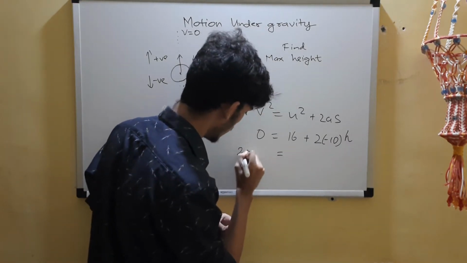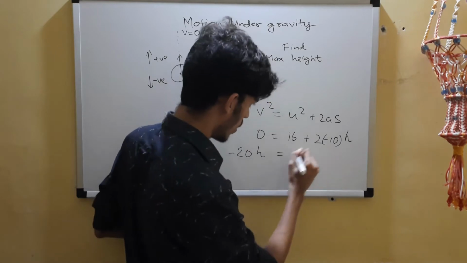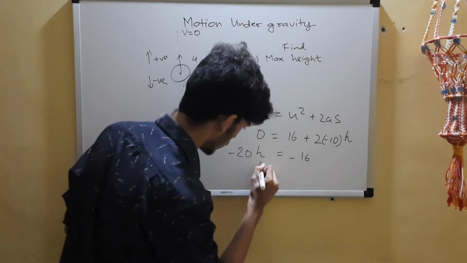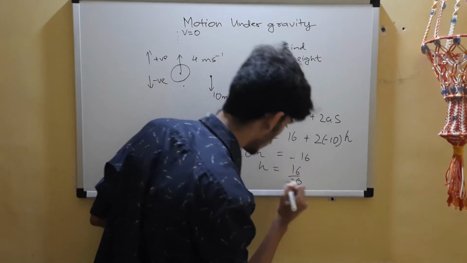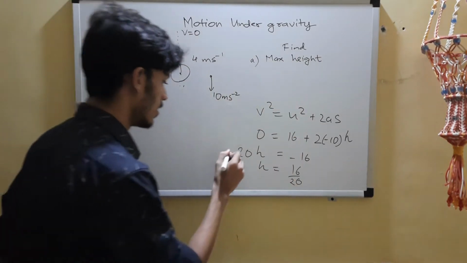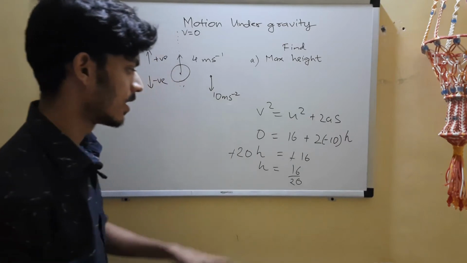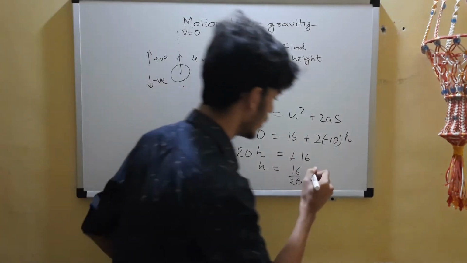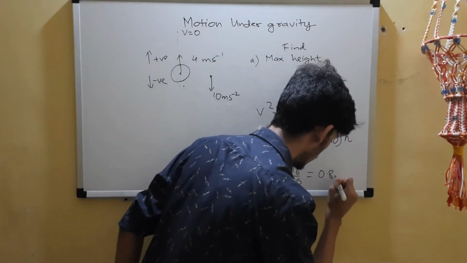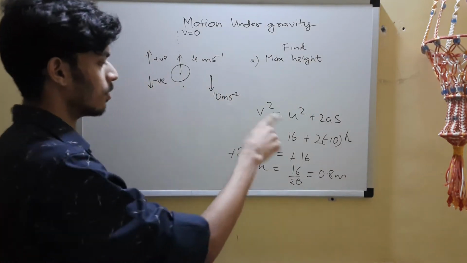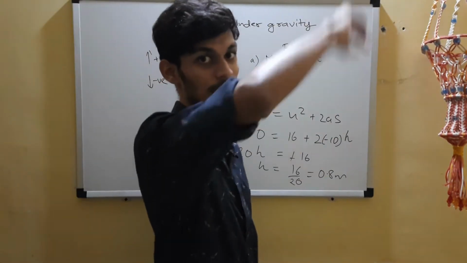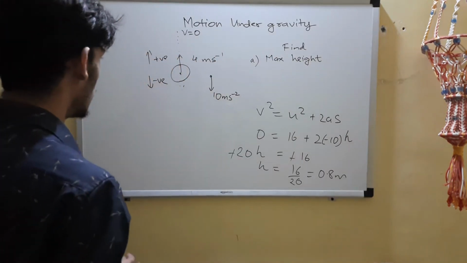So 20 minus 20 is equal to minus 16. So 16 by 20. The minus sign got cancelled. Okay, 16 by 2 is 8. 8 and shift the decimal, 0.8 meters. Yes, 0.8 meters is the correct answer. So the maximum height it reaches is 0.8 meters.